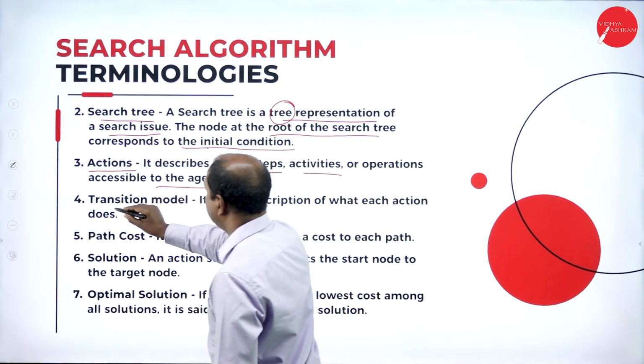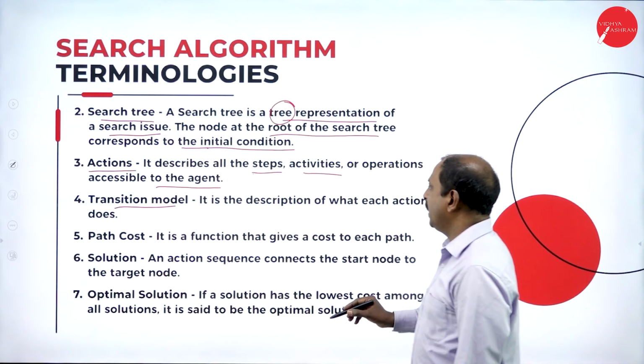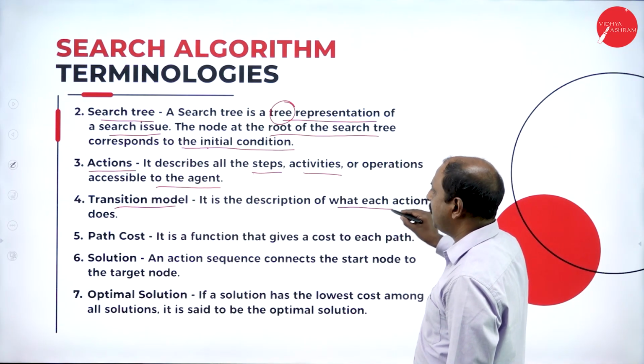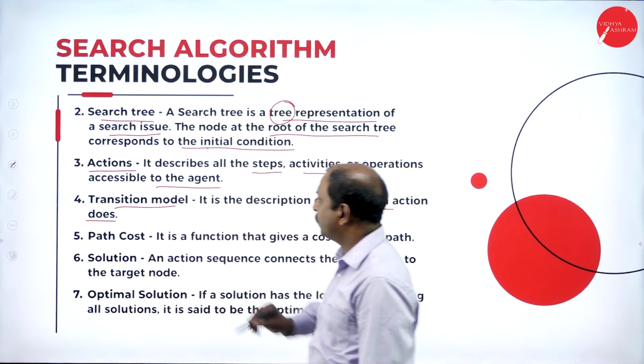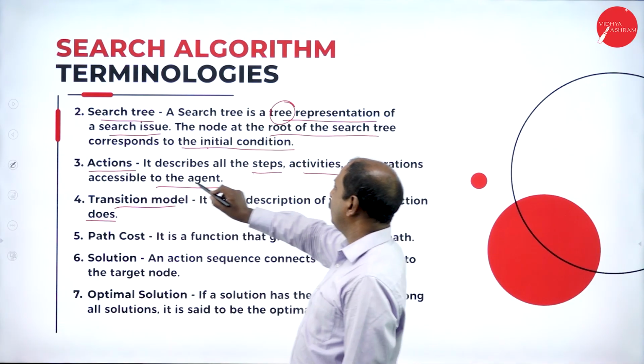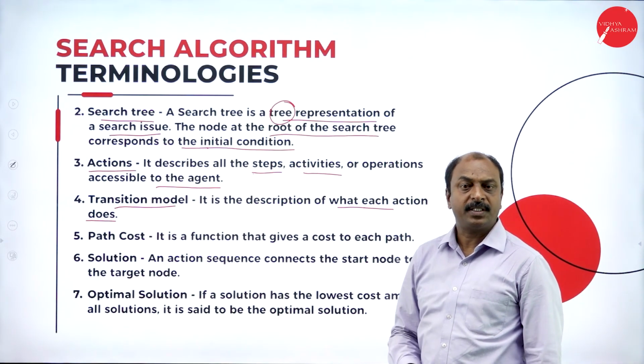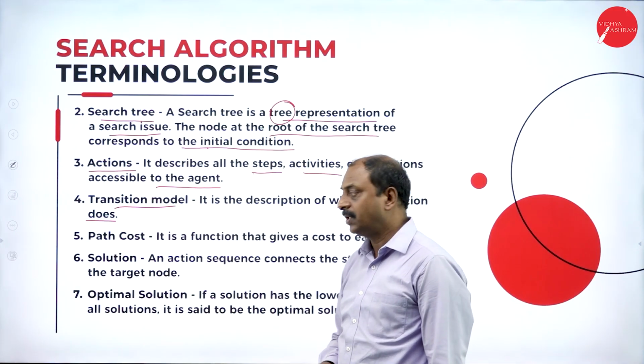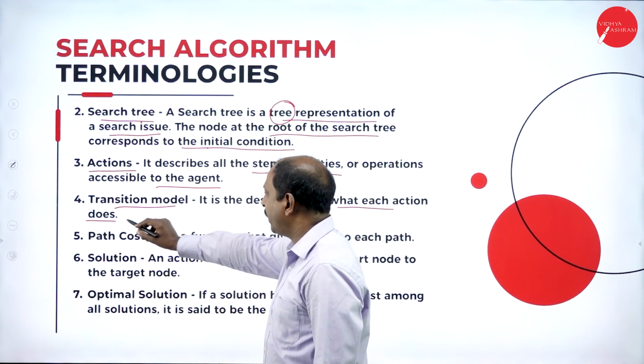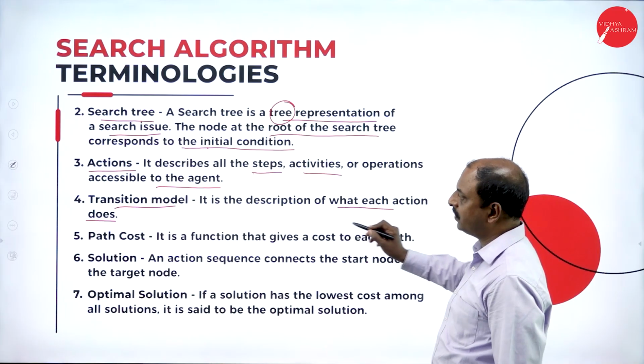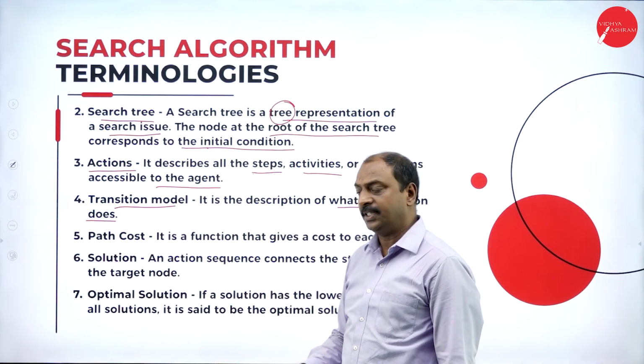Next one is transition model. It is a description of what each action does. So here in these actions, we are going to list out a number of actions for a particular solution. Here we are going to define each and every action available to the agent.